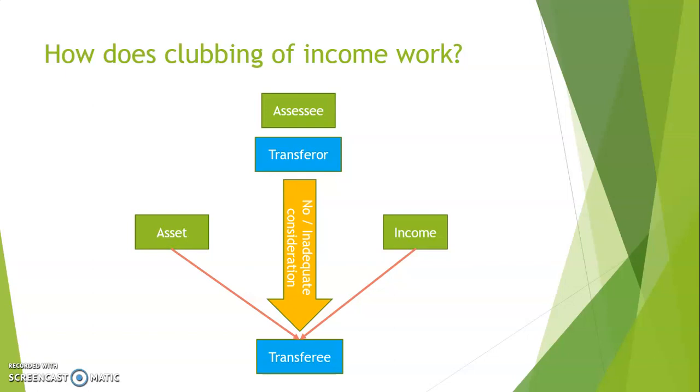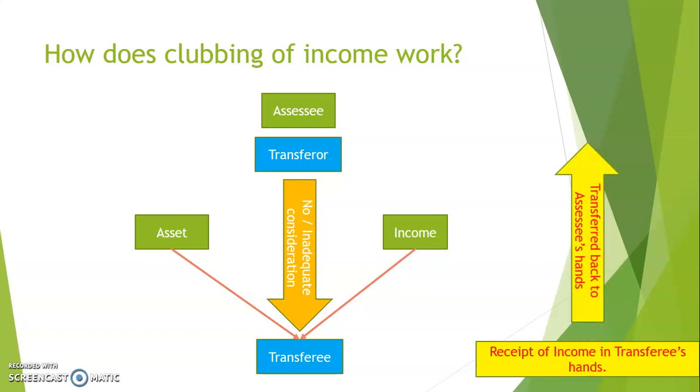Income tax authorities started to notice this and decided to do something. In this case, when the asset or the income is transferred, the receipt of income is in the transferee's hands. What the Income Tax Act did was take notice of such transactions and create a set of provisions wherein, if such transfer takes place without consideration or with inadequate consideration, the income which falls in the hands of the transferee is transferred back to the assessee's hands, and that income will be included while computing the total income of such assessee. By that I mean that income will be taxed in the hands of the assessee who is the transferor.